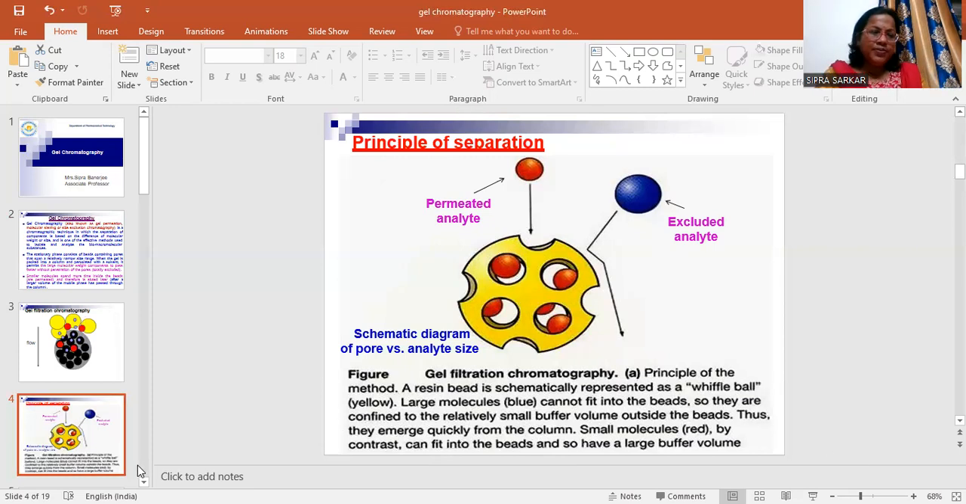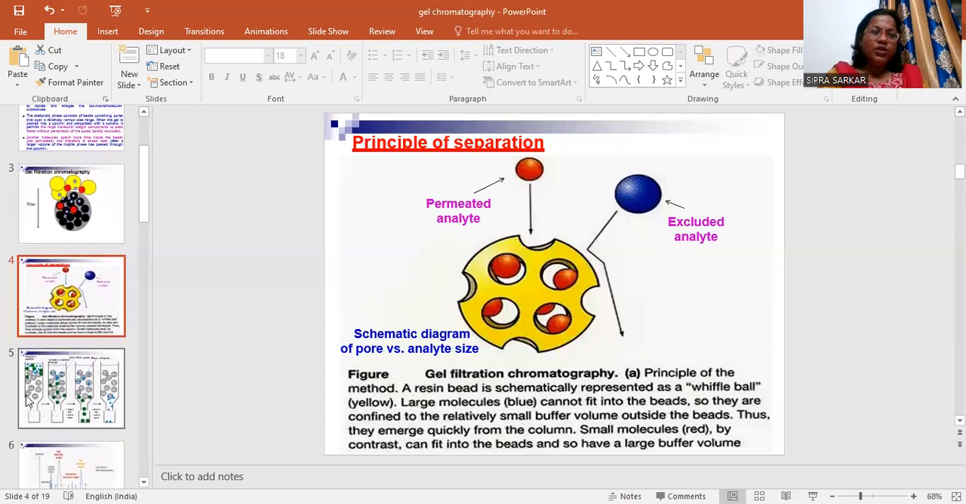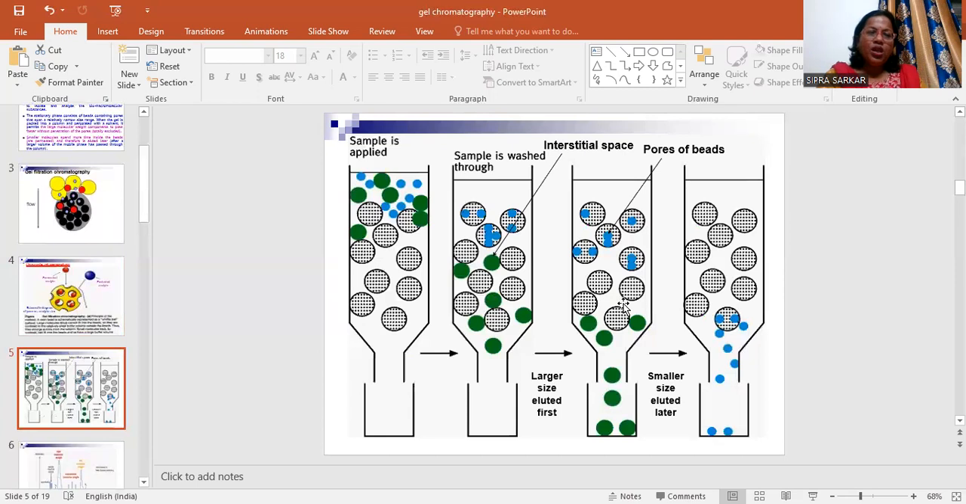Next, this is the principle of separation. That is a very easy principle. Now there are different pictures. Sample is applied. See, this is a column where the stationary phase has the beads of the gel. Now, molecules having different sizes, biomolecules and macromolecules, will be filled in that column.